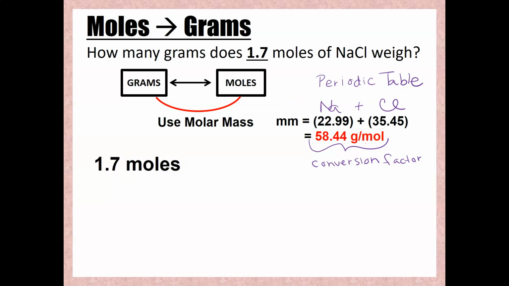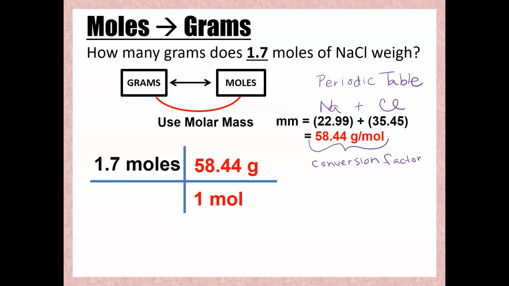So I start with my known value. I'm going to use my line method. I'm going to see that I'm trying to cancel moles. So 1 mole goes on the bottom. By definition, molar mass is how much 1 mole of something weighs. And because it's sodium chloride, I'm going to have 58.44 grams on the top. My moles cancel. I'm left with grams. I punch that in my calculator and I get 99.35 for my grams.